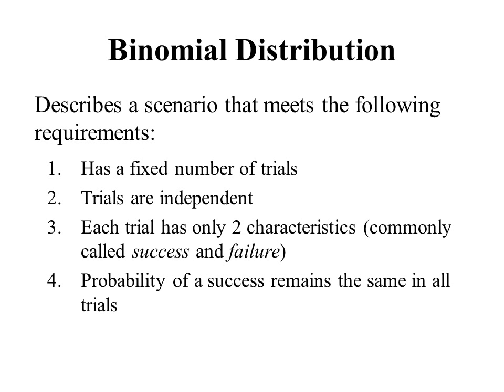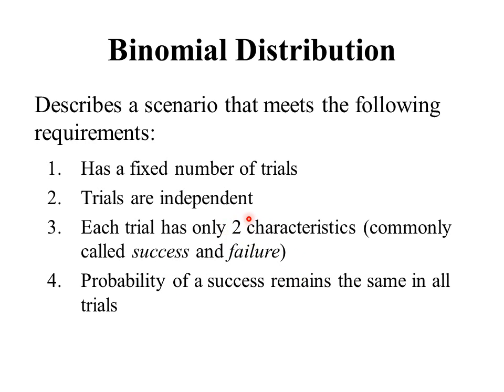To define the binomial distribution, this type of distribution describes a scenario that meets the following requirements. Number one, we have a fixed number of trials. Now, a trial is some sort of activity that we do over and over again, like flipping a coin or rolling a die. Number two, the trials are independent. Independent means that what happens in one trial has no effect on any other trial. Number three, each trial has only two characteristics, commonly called success and failure.